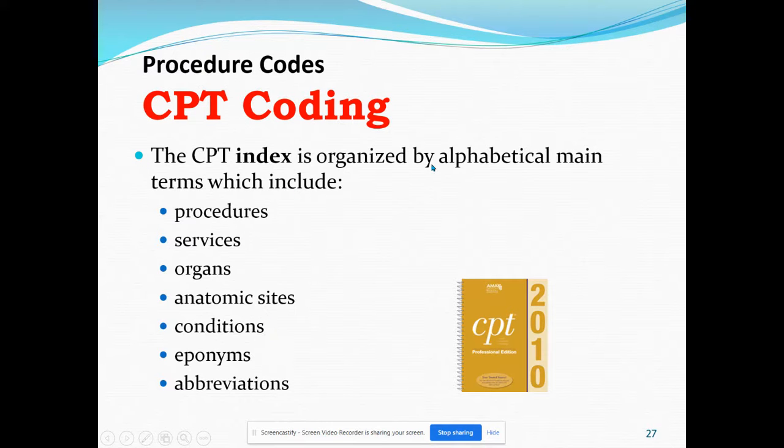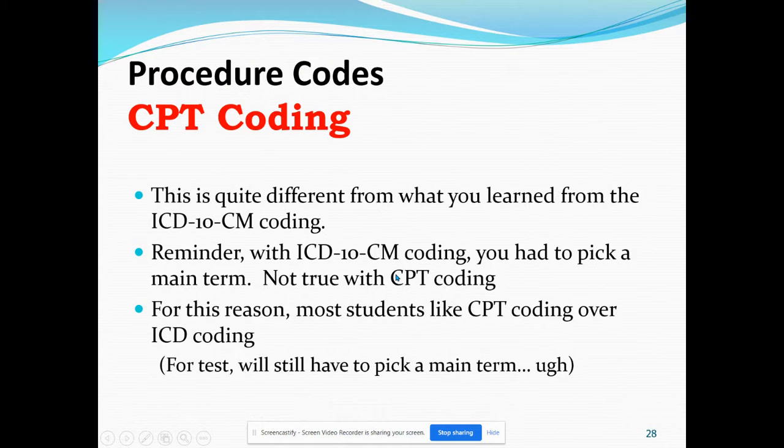Again, their main terms, you see that it's listed by procedure, but it's also listed by anatomical site and all sorts of different things. So it's easier to find. It doesn't require the main term quite as much. You don't have to have a main term with a CPT. Most people prefer coding CPT. Sometimes the test will ask you to find the main term for the procedure, which is weird because you usually aren't supposed to have to do that when you're finding CPT codes, but they just want you to get more practice finding main terms. It's not any different though from finding the main term in the ICD.